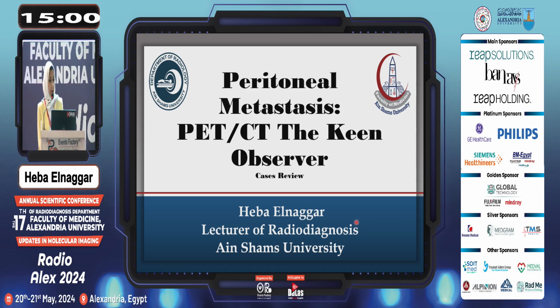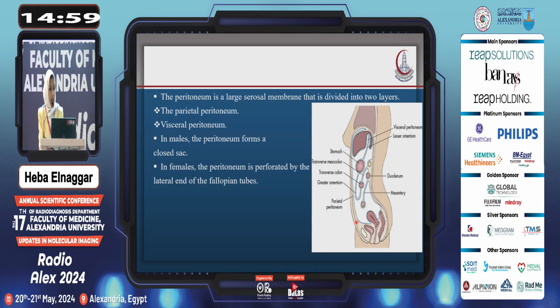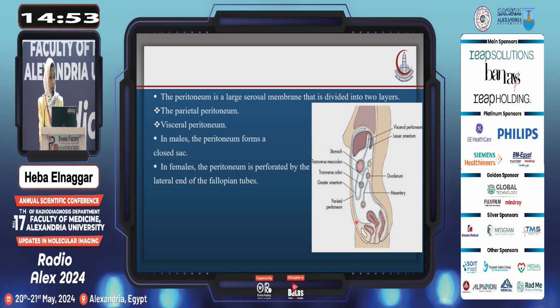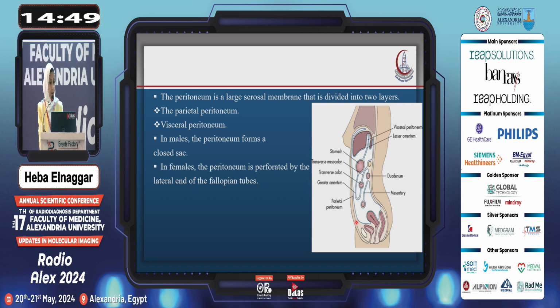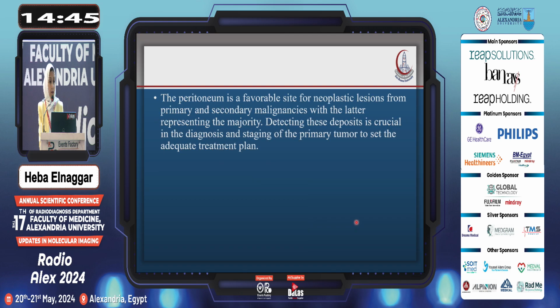My talk is Peritoneal Metastasis, PET-CT, the keen observer. As we all know, the peritoneum is a large serosal membrane that's divided into two layers, the visceral and parietal peritoneum. In males, it forms a closed sac, while in females, it's perforated by the lateral ends of the fallopian tubes. The peritoneum is a favorable site for neoplastic lesions from primary and secondary malignancies, with the latter representing the majority.